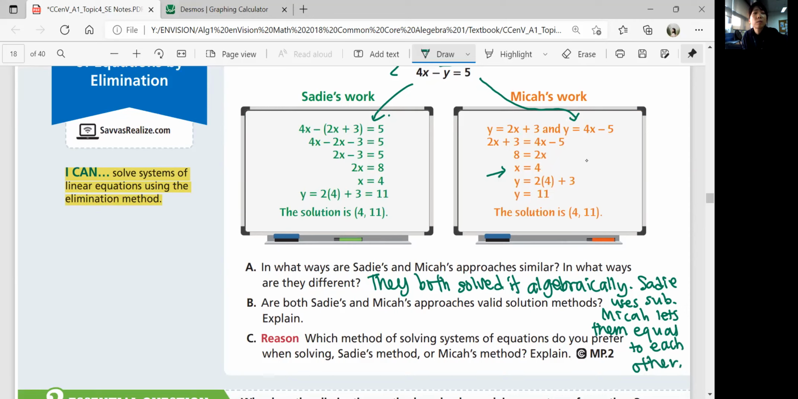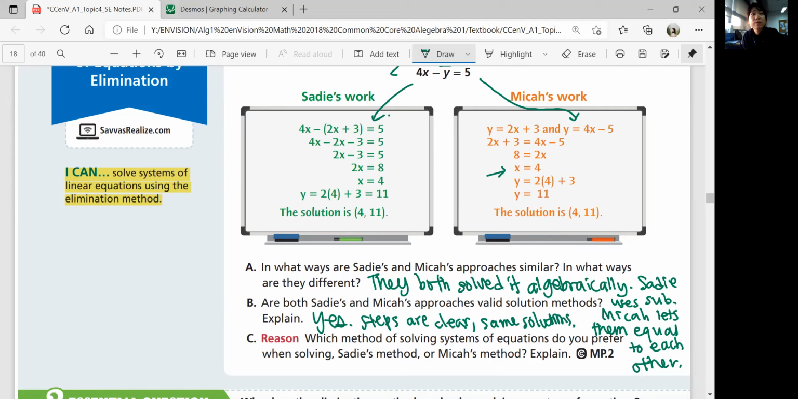Okay. Are both Sadie's and Micah's approaches valid solution methods? Are they valid? Well, they got the same solution, so why aren't they? Right? So yes, explain. They clearly show the steps of how to solve the system, and they have the correct solution. Steps are clear. Same solutions.